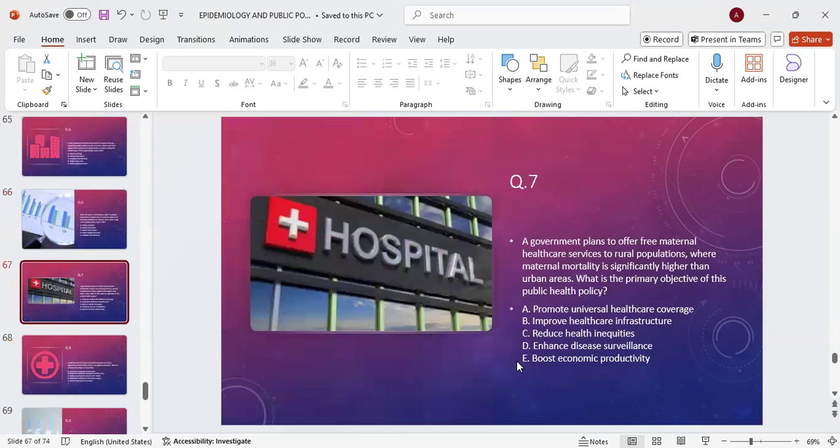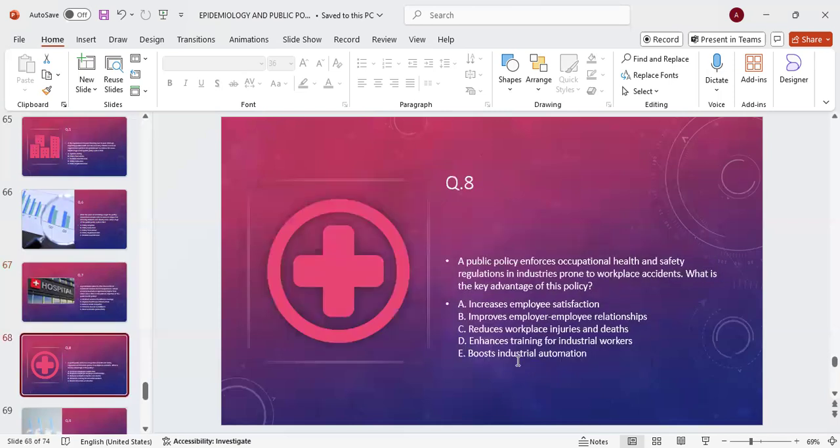MCQ number 7: our government plans to offer free maternal healthcare services to the rural population, where maternal mortality is significantly higher than in urban areas. What is the primary objective of this public health policy? Option A, promote universal healthcare coverage. Option B, improve healthcare infrastructure. Option C, reduce health inequality. Option D, enhance disease surveillance. Option E, boost economic productivity. C is the right answer, reduce health inequities.